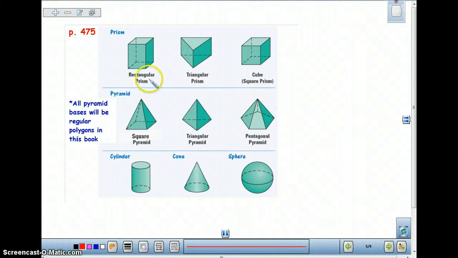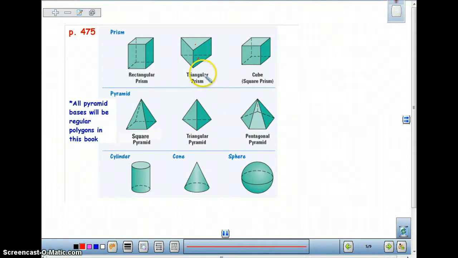So when we're naming these things, on the bottom is a rectangle. Our bases are rectangles, and we've got two rectangles that are parallel to each other. Therefore, it's a rectangular prism. In this case, our bases are going to be triangles because those are the two that are parallel to each other, our top triangle and our bottom triangle.